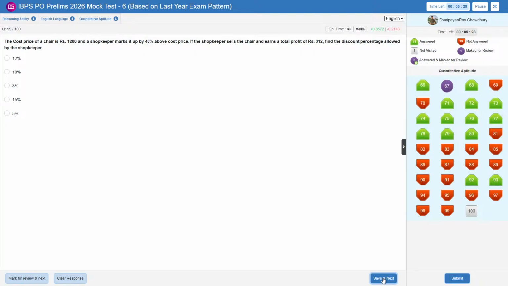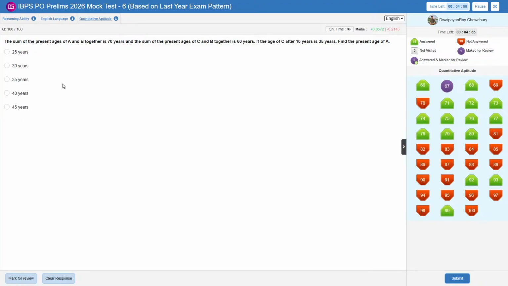Cost price of a chair, shop marks 40% above cost price, sells the chair on a profit of 40% above cost price. So 1680 and earns a profit of 312. So 1512. So total discount given is 168. So 10%.